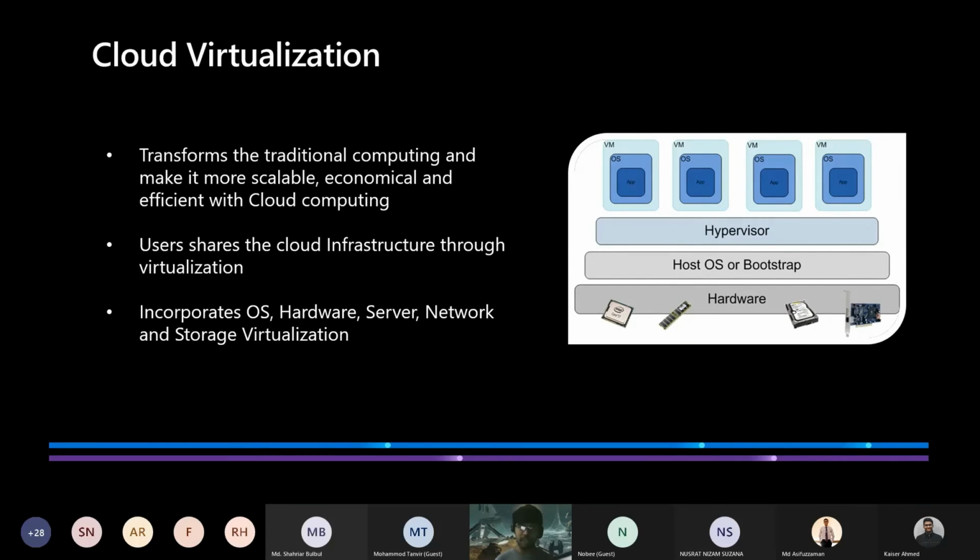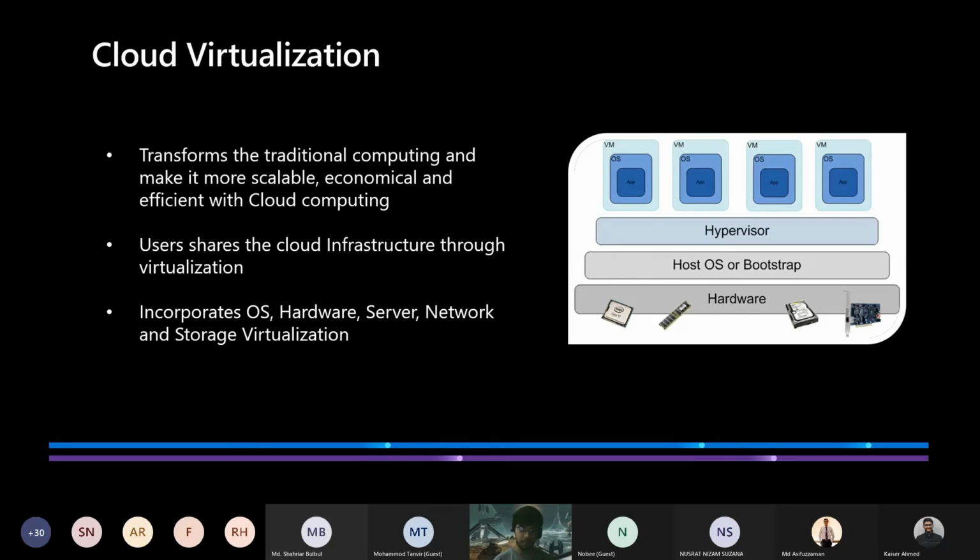So here we have our main topic, cloud virtualization, and how the cloud is adopting the virtualization scheme to scale and be more economical and more efficient. Cloud virtualization has transformed the traditional computing scheme. Back in maybe 1980 or 1990, cloud was not prevalent. So cloud is a recent invention. It's been really popular in recent times.